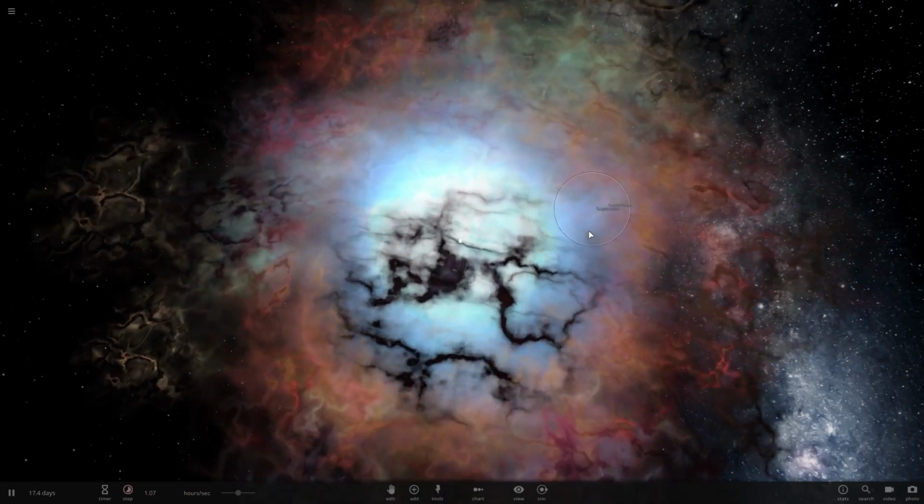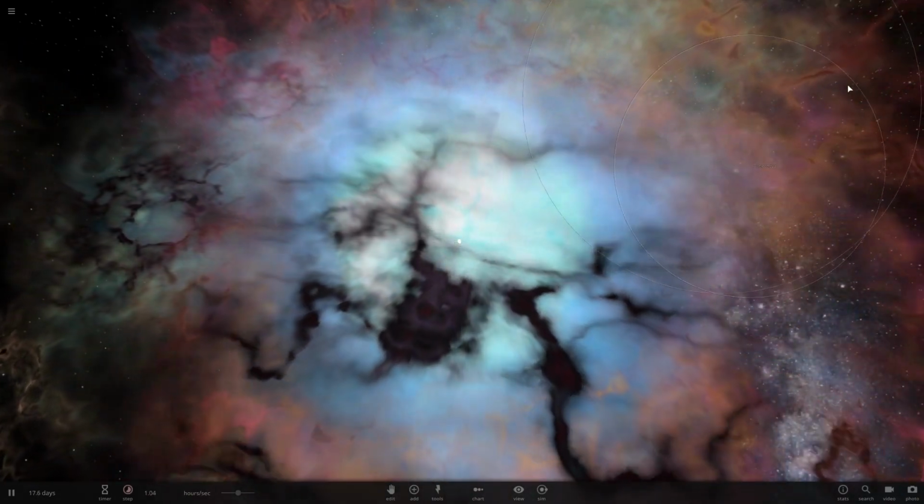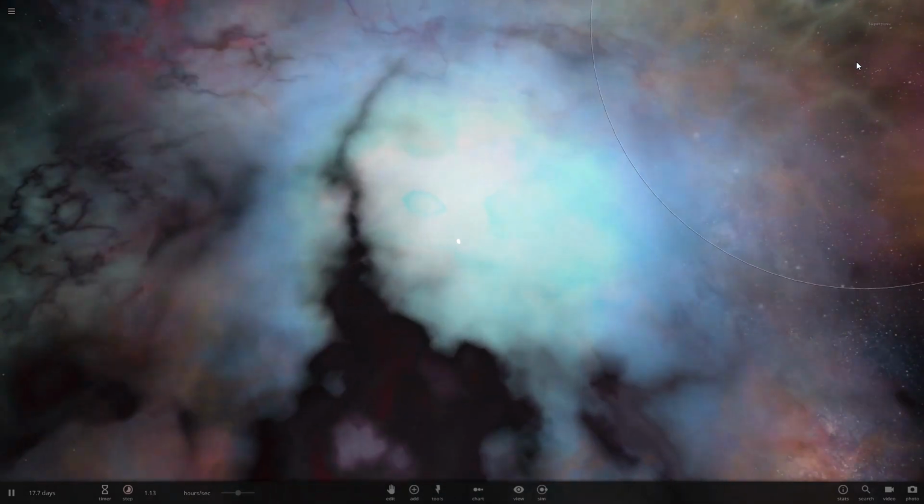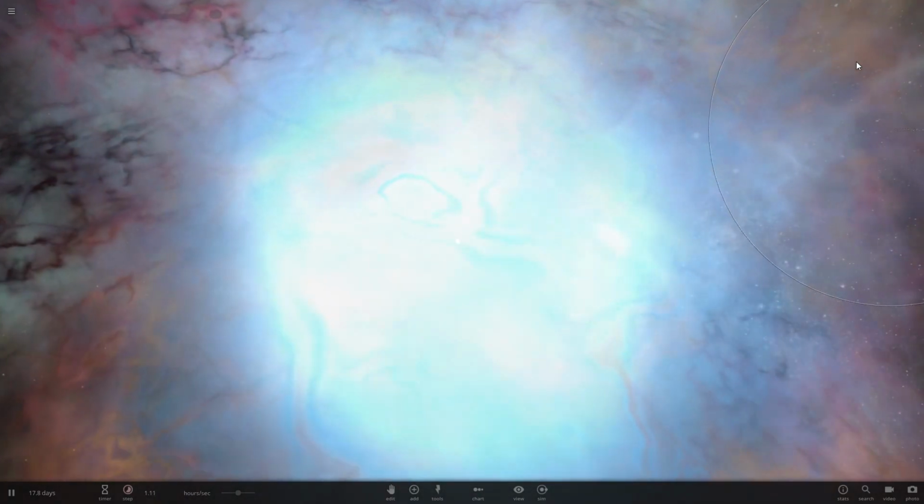Although this says it's a supernova, it will actually be a red nova, which is a smaller type of explosion than a supernova, but larger than a standard nova.